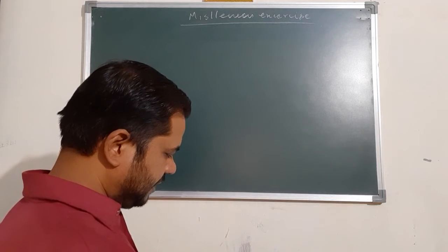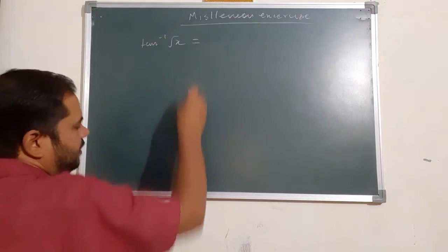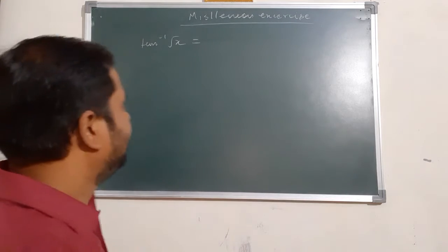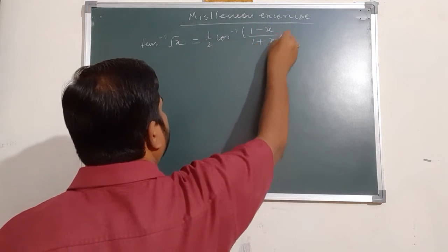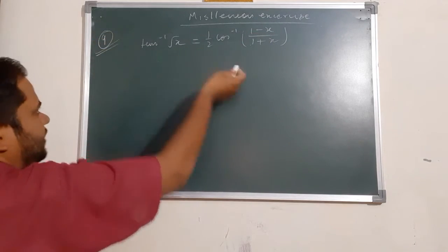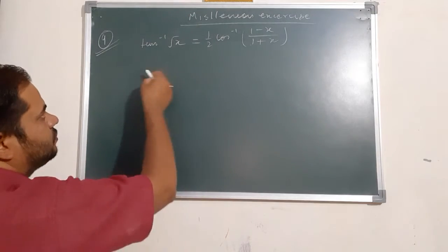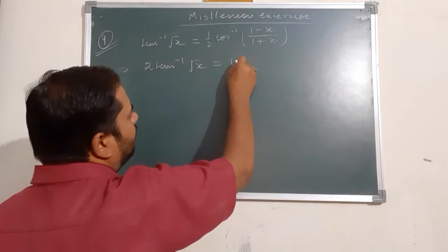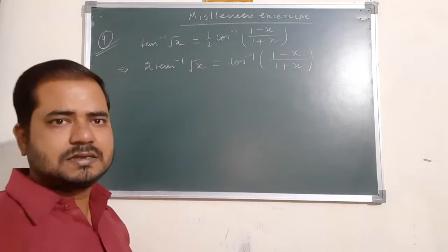So see question number 9. Prove that tan inverse root x is equal to 1 by 2 cos inverse of (1 minus x upon 1 plus x). Okay, this is the question. For proving this particular question, first we modify it. We write it like 2 tan inverse root x is equal to cos inverse of (1 minus x upon 1 plus x). If you write like this, then this is easy.